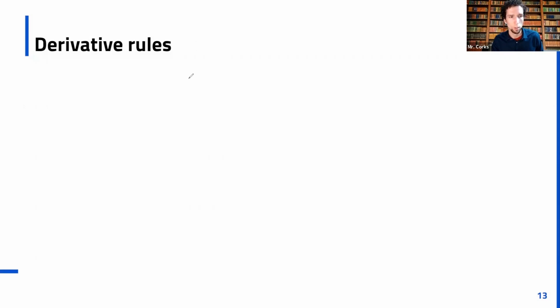I just had them written there. Can you tell me what the rules are? The names of them? Constant rule, sum rule, and power rule. Okay, constant, sum, and power. All right, let's start with the constant rule. That one's pretty easy. Can you give me the definition, the whole rule? The constant is always equal to zero. You got the idea. I want you to be a bit more careful about your terminology.